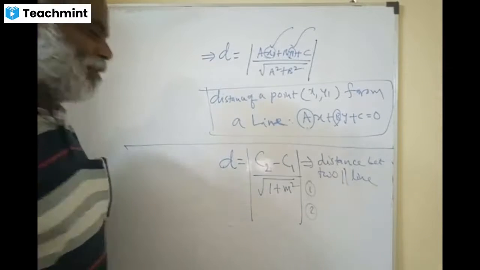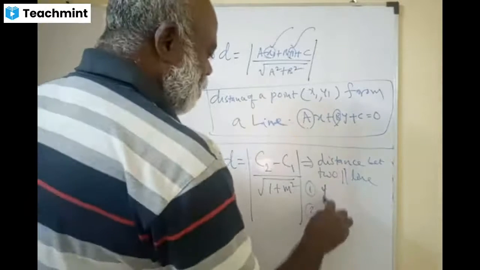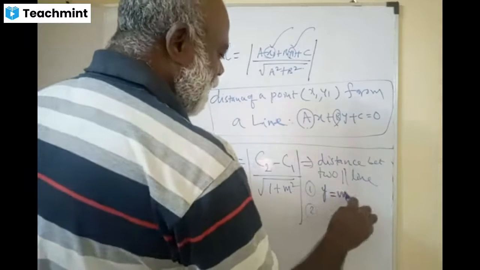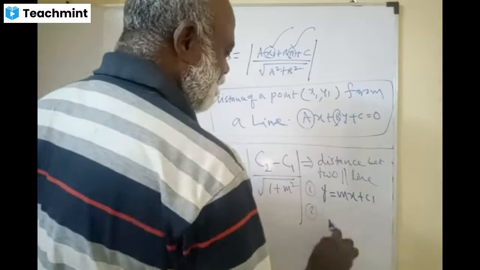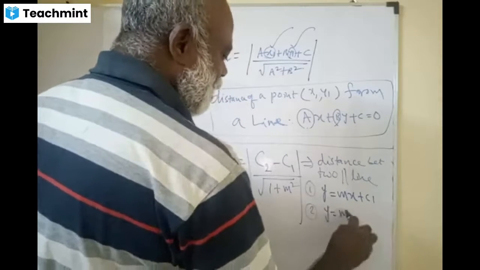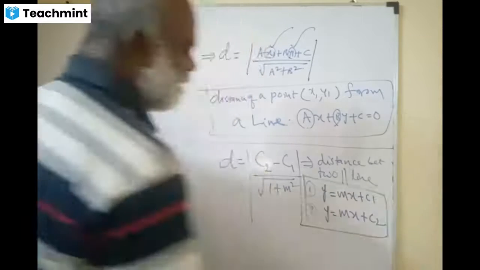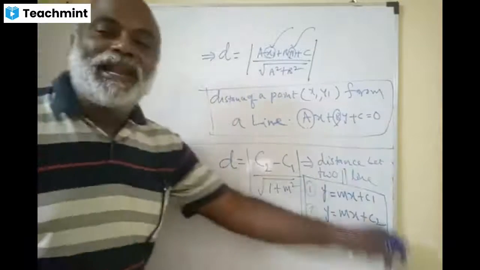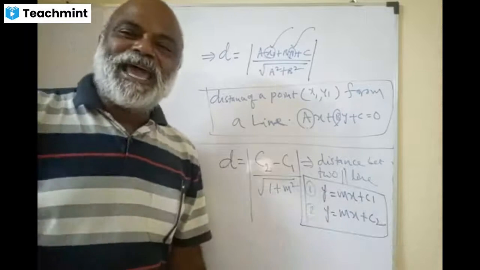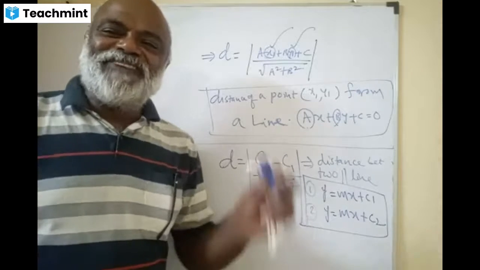Yesterday we have done the derivation of a very interesting one. y equals mx plus c1, y equals mx plus c2. Only c1, c2 differ because the two lines are parallel. If two lines are parallel, they will differ in a constant.